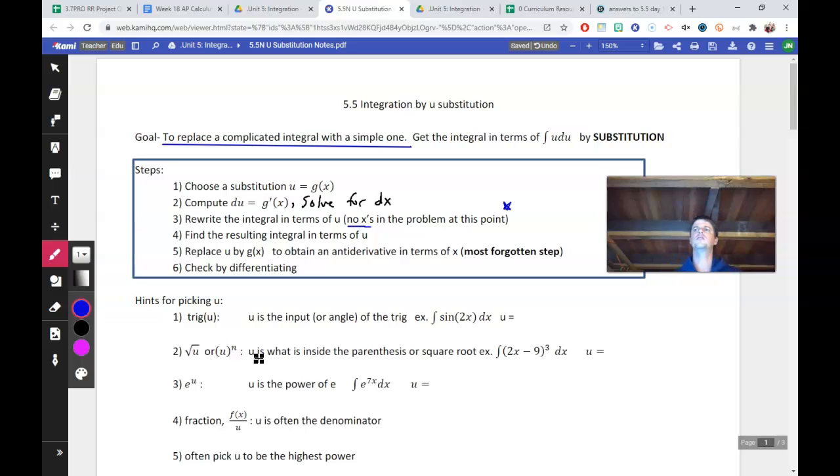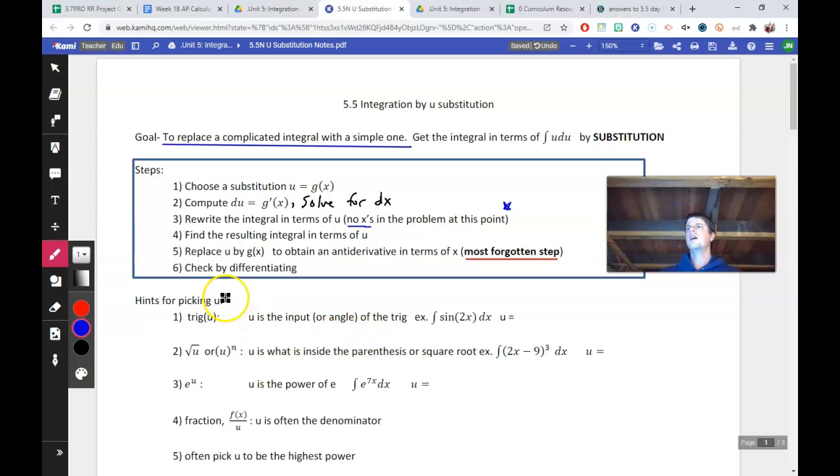And then you'll replace u with your function again and find it back in terms of x. So you can't answer it in terms of u, you need to find the original function back in terms of x. I will warn you, this is the step students most forget, so watch out for that, just remember to do that. And then you just want to check by differentiating, and at first we'll write that down. Hopefully after a little while you can just check by eyeballing and seeing, okay, yes, that's how you get it.